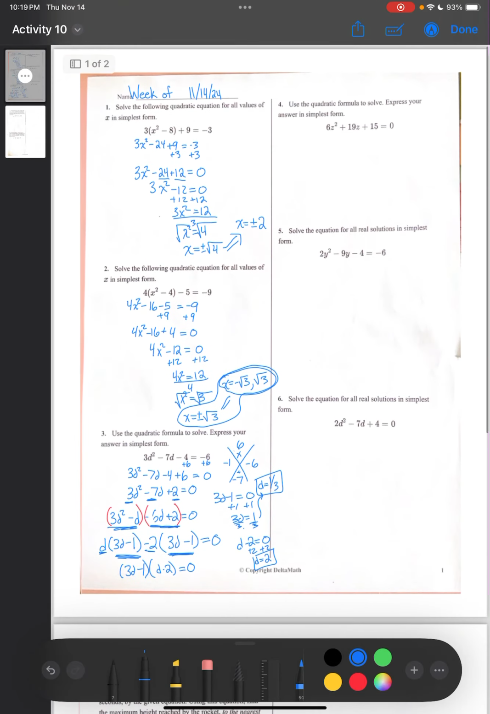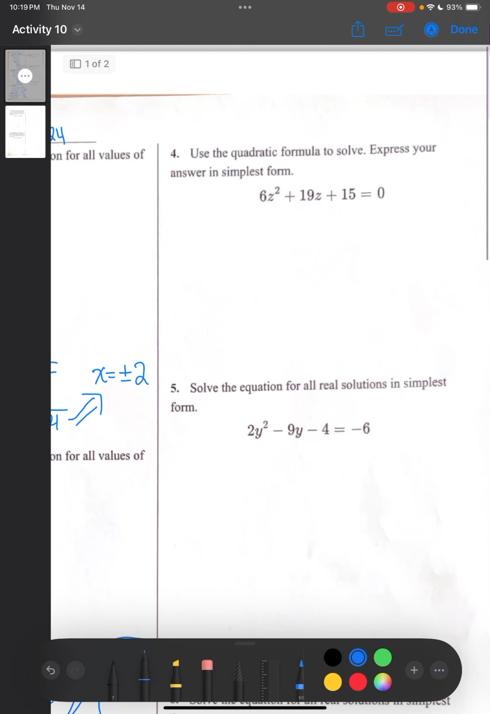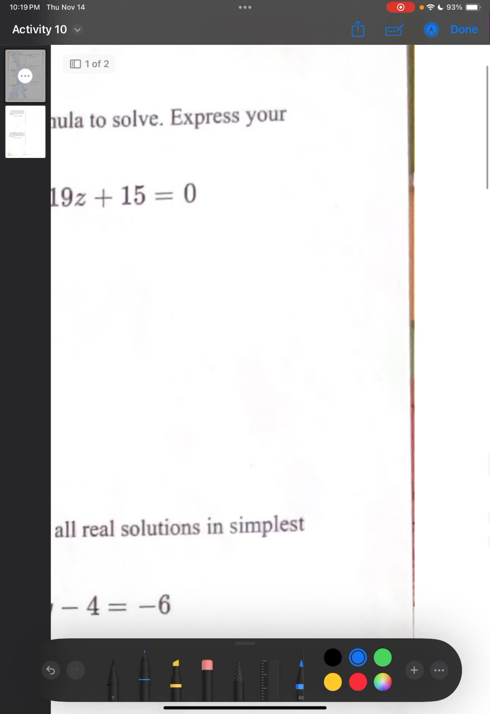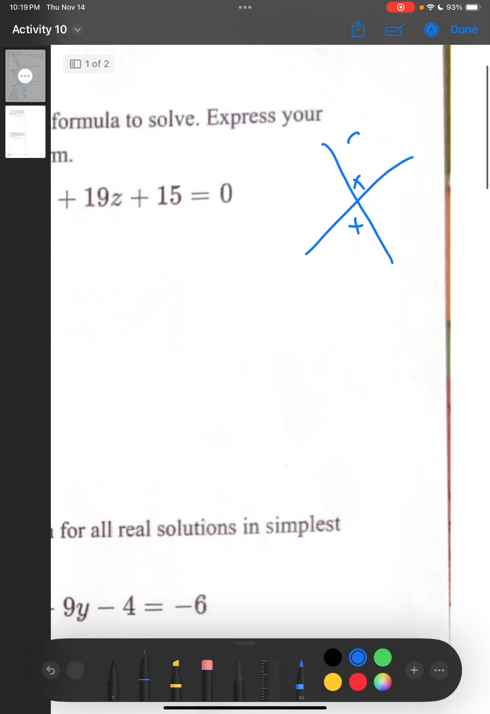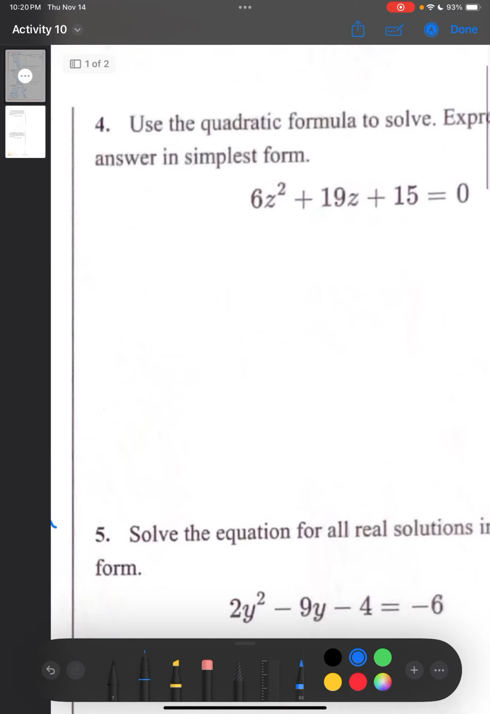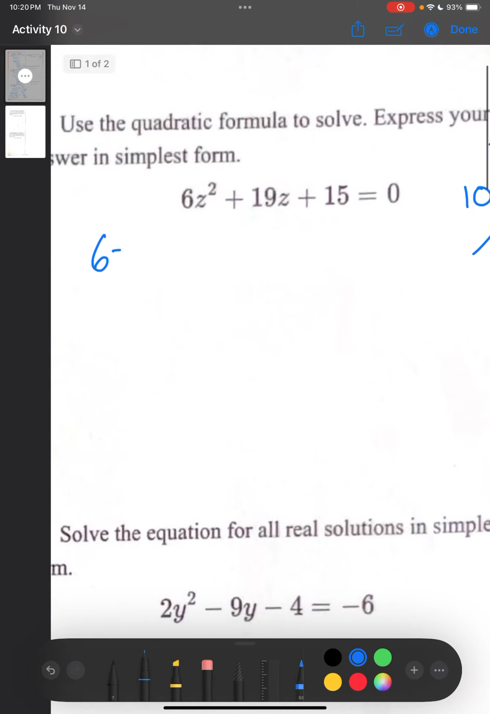All right, for number 4, this is again the grouping method. We're going to find what these have in common. So our multiplying is 15 times 6, which is 90, and our b is 19. Through trial and error, you'll figure out that you should get a 10 and a 9. Now, like we did before, we're going to split that 19, so we can have plus 10z plus 9z plus 15 equals 0.